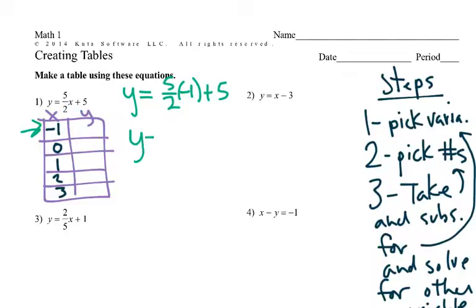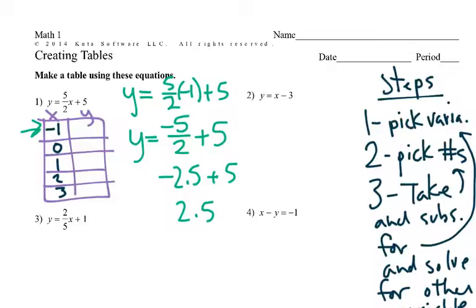So I get y equals -1 times 5/2, which is -5/2, plus 5. A lot of you may not know how to deal with this, so use a calculator. That's fine. Let's just figure out what the answer is. -5 divided by 2 would be -2.5, plus 5 would give us a positive 2.5. So there's our first set of numbers. In this pattern, -1 and 2.5 are connected.